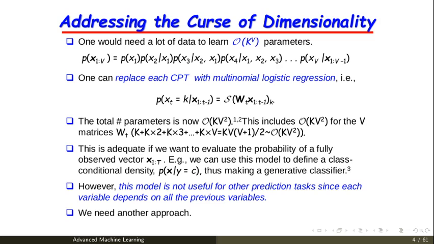Now it comes out that the cost of this model is order of k v squared. Previously it was k raised to v, and now it is k v squared. So it really depends upon what v is, but it significantly reduces the cost. However, this model is not very useful, right? Because each of these conditional distributions depends on all previous variables. So you may not be able to use this in the context of classification.